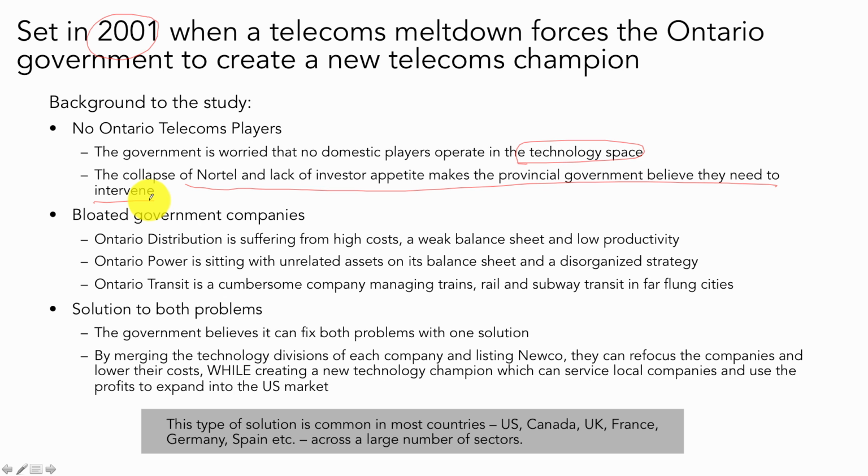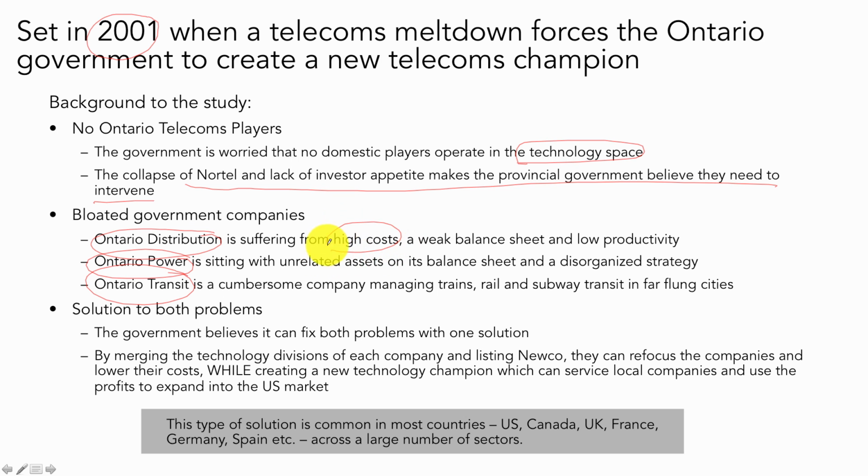At the same time, the government of Ontario, which is the largest province or state in Canada, is looking at the state-owned enterprises that they own, and is saying, you know what, we own 3 major state-owned enterprises: Ontario Distribution, which is the company that distributes power to households within Ontario; Ontario Power, which is a company that generates power or electricity in Ontario; and Ontario Transit, which is managing all the rail subway lines across Ontario. They're looking at these 3 companies which the government owns and manages, and they're saying, you know what? These companies are a massive burden on our balance sheet.